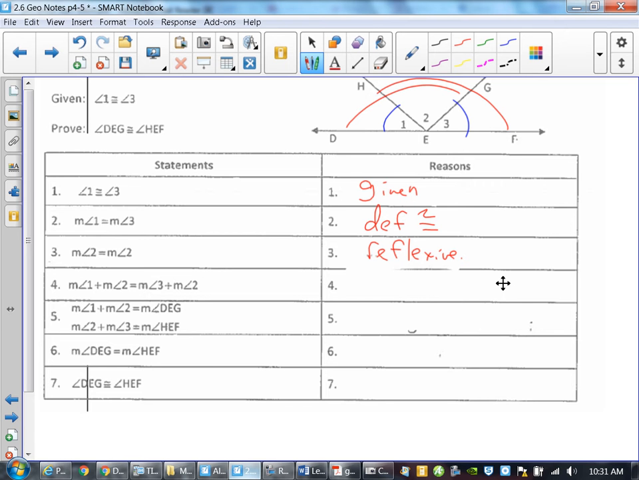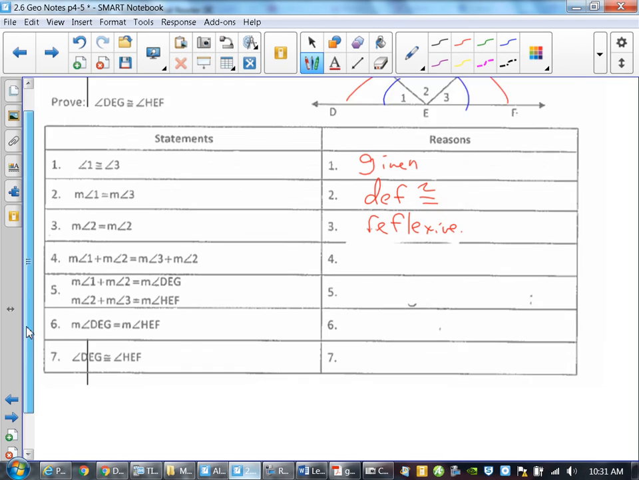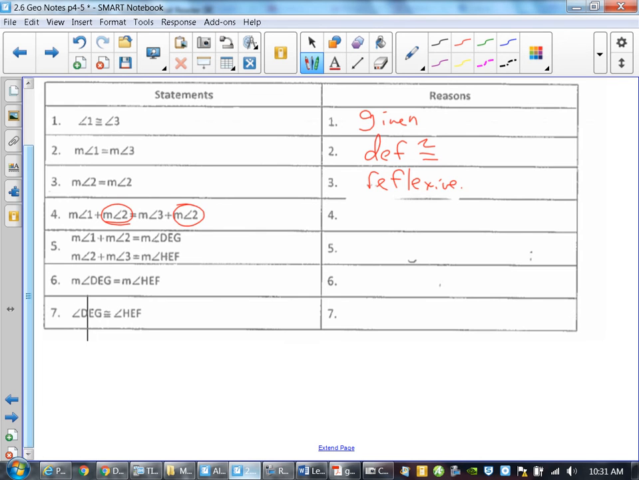Now, look what happened here. What did they do here? What did they add? They added 2 on both sides, didn't they? Very good. Notice, here, they added 2 on both sides. When you add the same thing on both sides with an equal sign, that's the addition property of equality. Just like we did with the algebra. Okay?